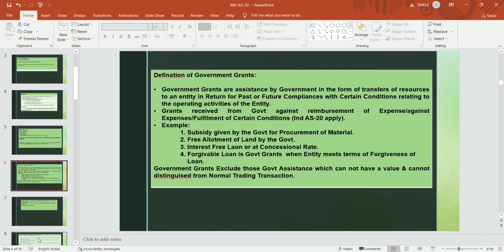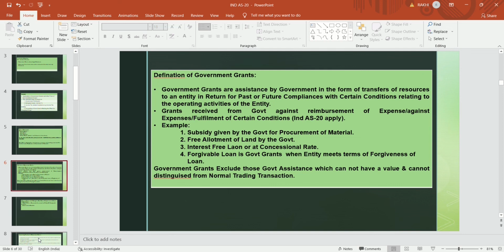Any kind of support given by the government to the company for fulfilling a condition, either a condition which the company has already fulfilled in the past, where it is reimbursement of that expense, or a condition the company is required to fulfill in the future. The company is given the grant today for the compliances which it will fulfill in the future. That kind of grant that the government gives to companies is a government grant.